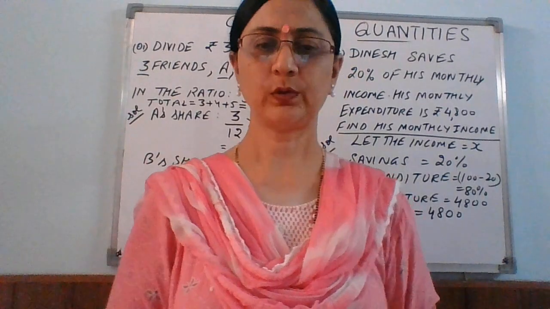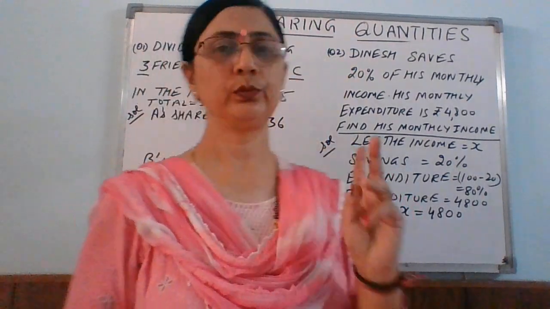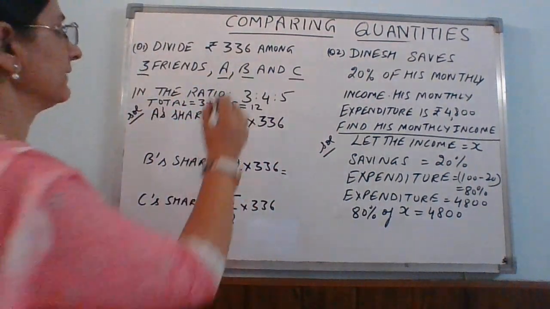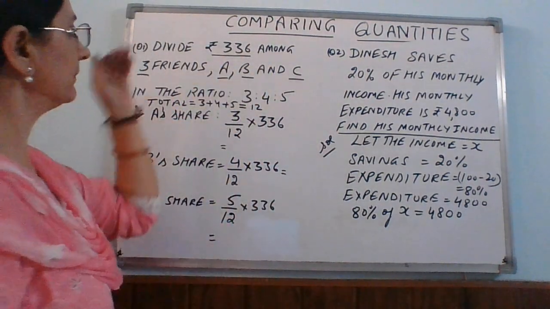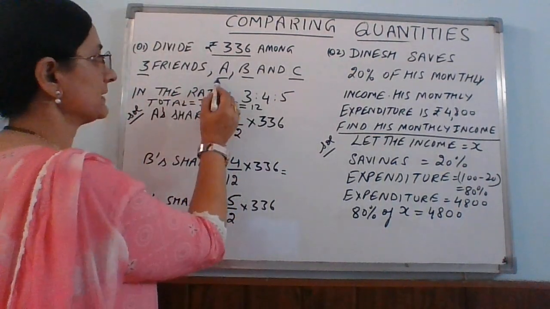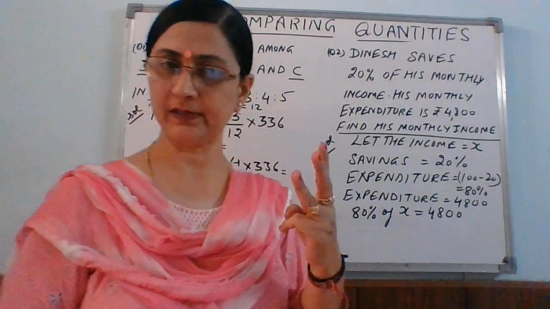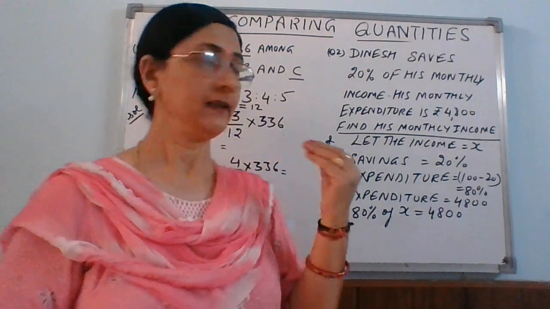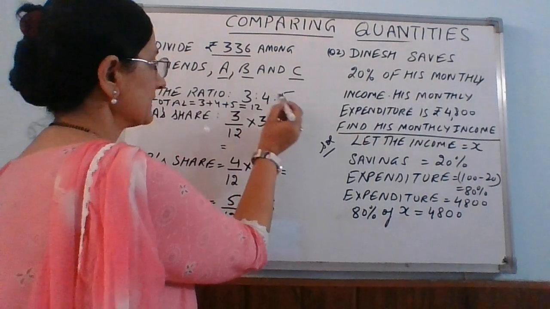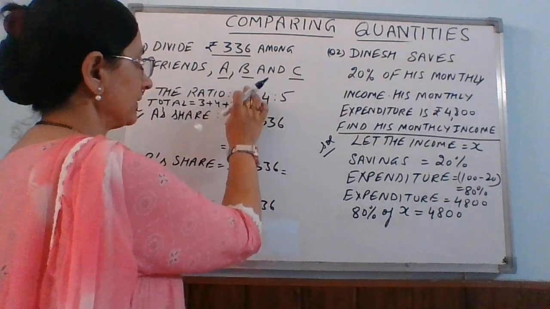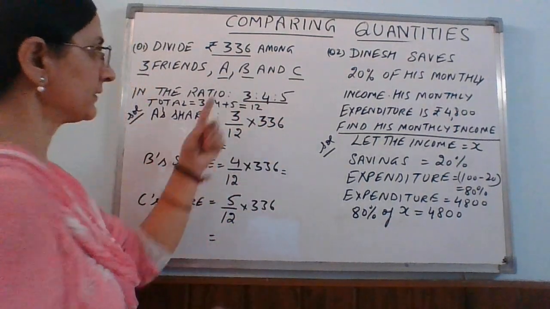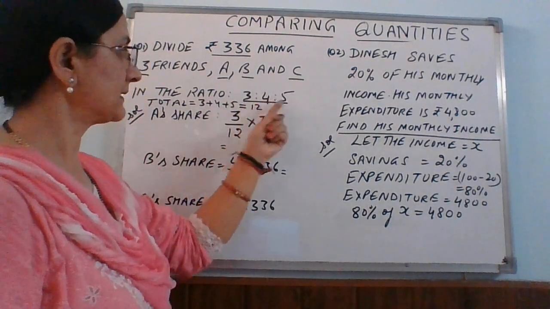Now we will do two different types of questions. First question is divide. We have a certain value. This money 336 has to be divided among three friends A, B and C. You have to divide this money among the three friends, and their ratio is given as 3:4:5. These are the ratios of A, B and C.